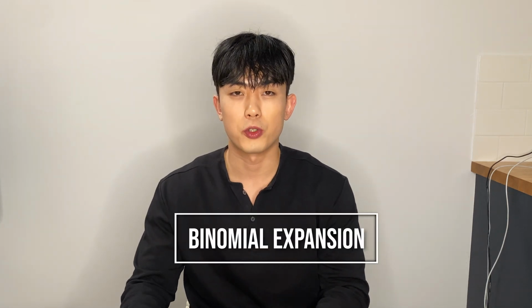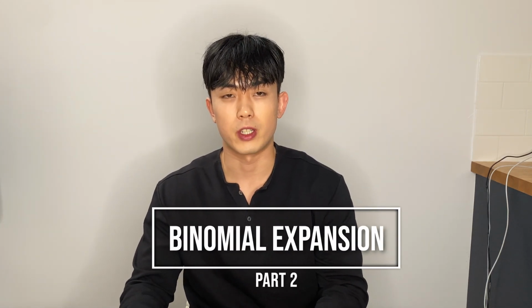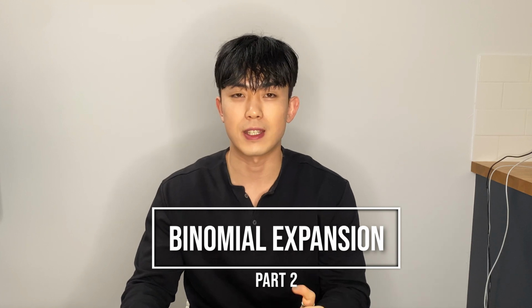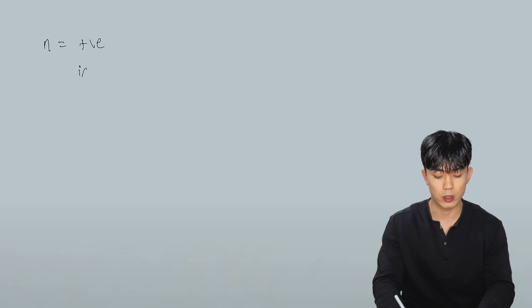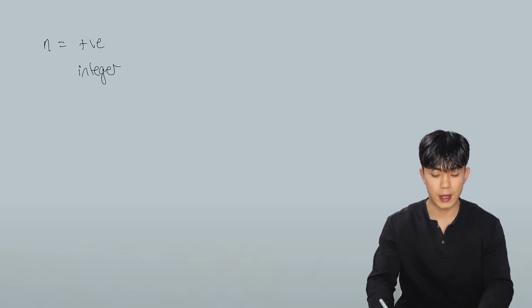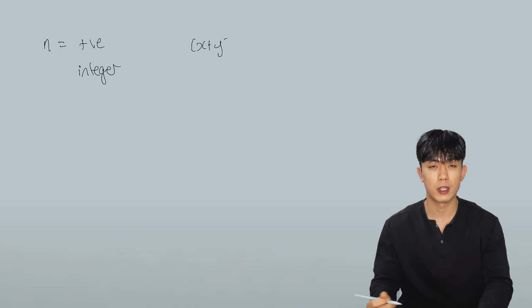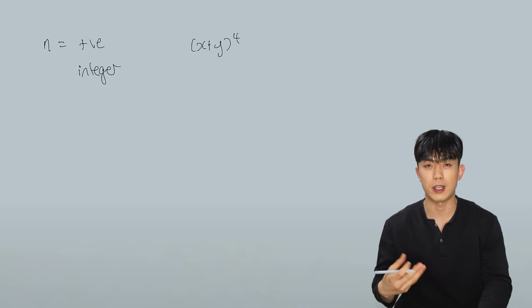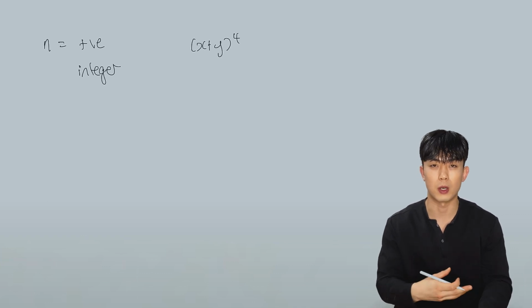So welcome to part 2 of the binomial expansion video series. In the first part, we looked at the very simple equation we can use just to expand brackets. However, one thing to note is that equation cannot be used in all cases. It can only be used when the power n is a positive value and is also an integer, okay? Such as x plus y to the power of 4. In this case, the power is 4, and it's a positive value and it's an integer, so therefore we can use the equation we learned in part 1.